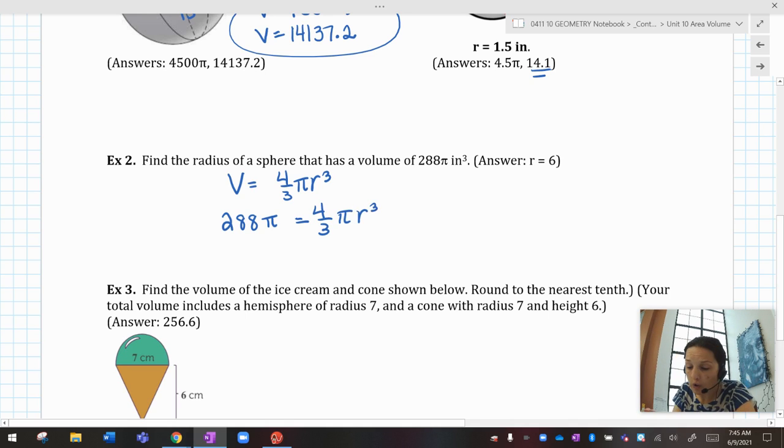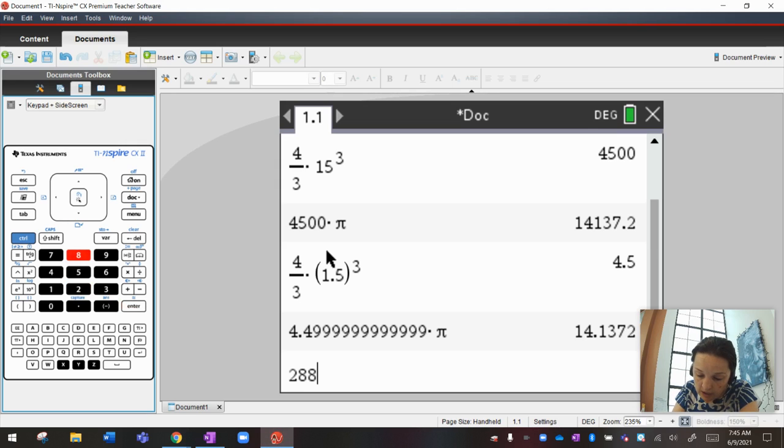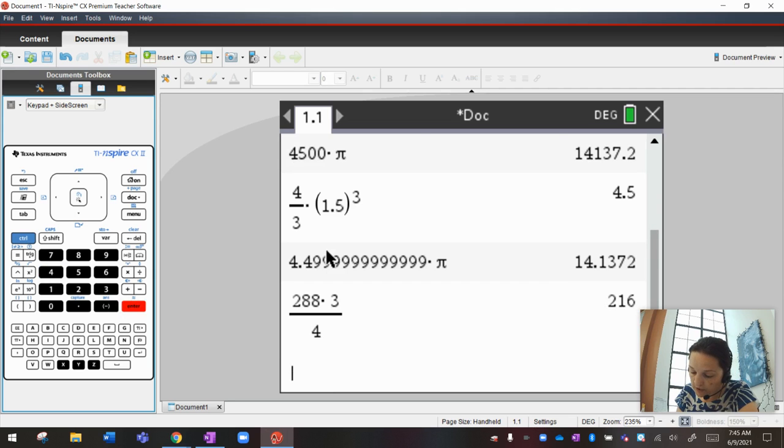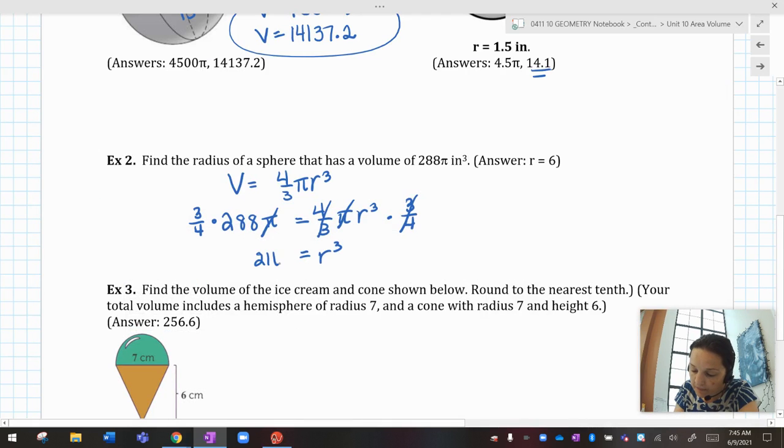If I want to solve for r, I need to get rid of the 4/3 and the pi. So I'm going to divide both sides by pi to effectively cancel the pi. Then to get rid of that 4/3, I'm going to multiply both sides by 3/4 because 4/3 times 3/4 is 1. So those effectively cancel. And so I'm going to do 288 times 3/4. Nope, that says 1/3. 3/4. There we go. And that's 216.